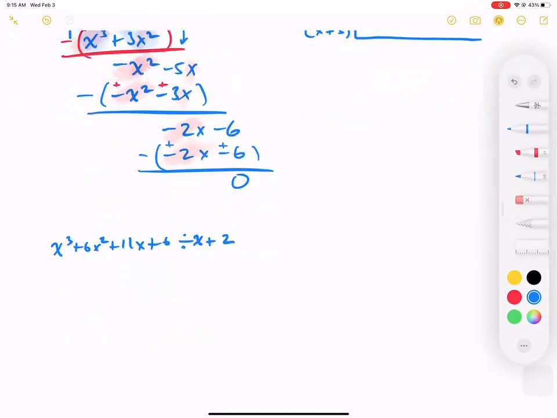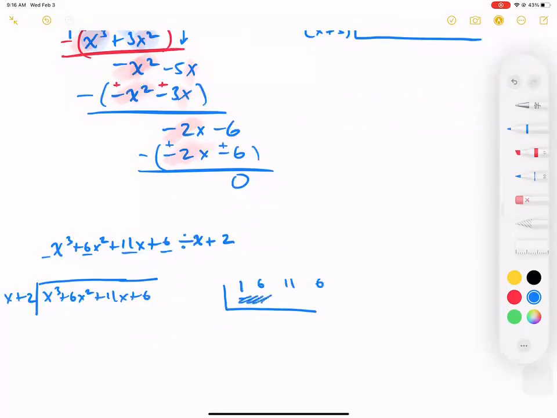So how would I set this up? In long division, you would have written everything out. X cubed plus 6x squared plus 11x plus 6. And you would write x plus 2 in the front. But if we were working with synthetic division, you would just copy the 1, 6, 11, and 6. Make sure you have space here. It's a 2-row problem. And you would write x plus 2. And we would fill in a negative 2 here. Why negative 2? Because negative 2 is what would make what we're trying to divide by go to 0.